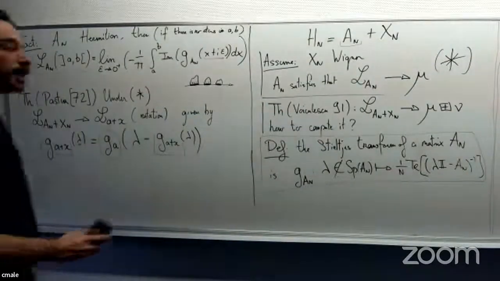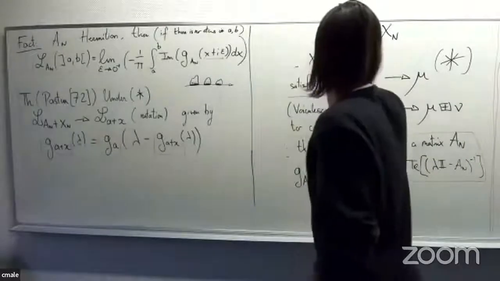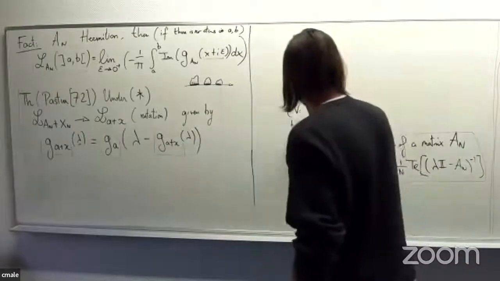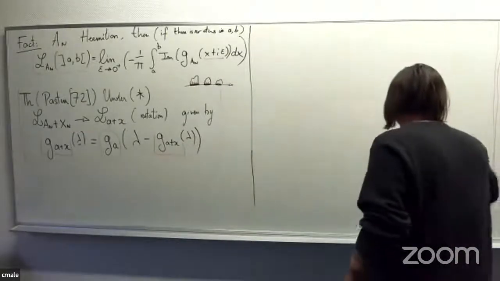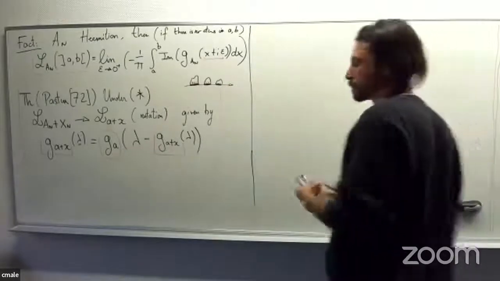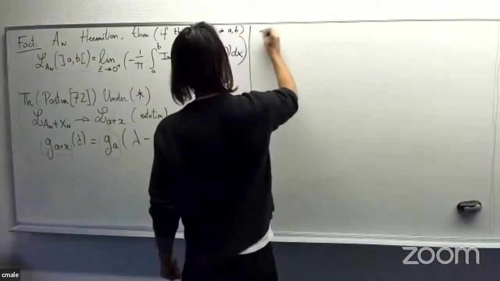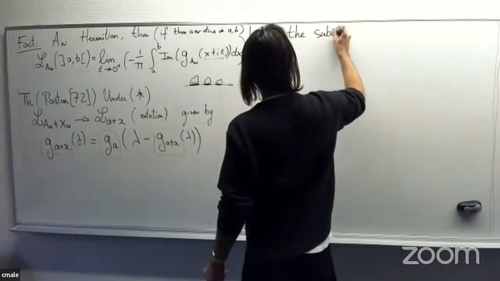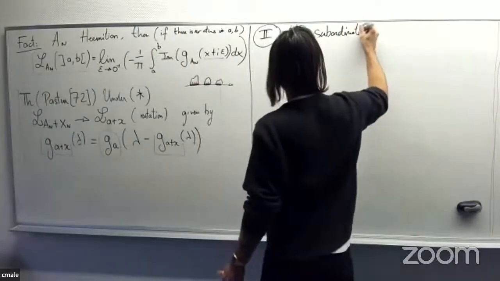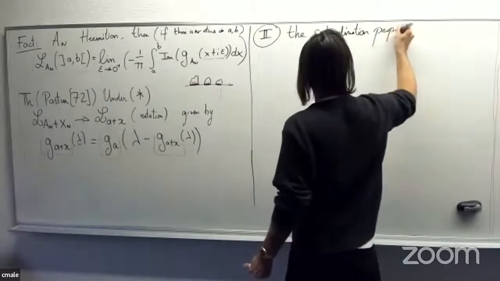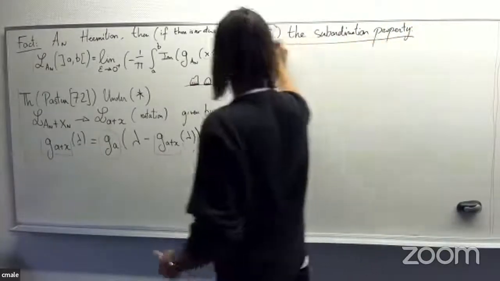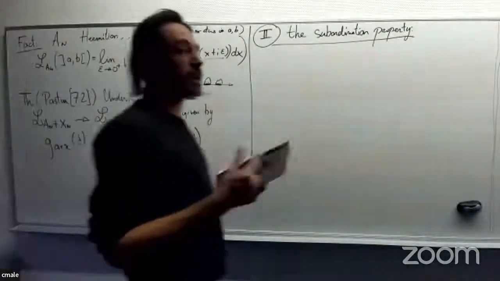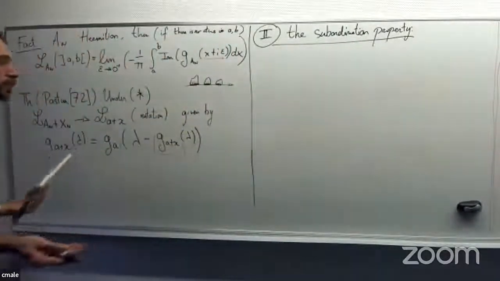And if you're okay and everything is clear, I will continue addressing a more general problem. And this Pastur equation becomes the subordination property in the context of free probability. So now I will address the problem of computing what is really the free convolution, but in a general setting.